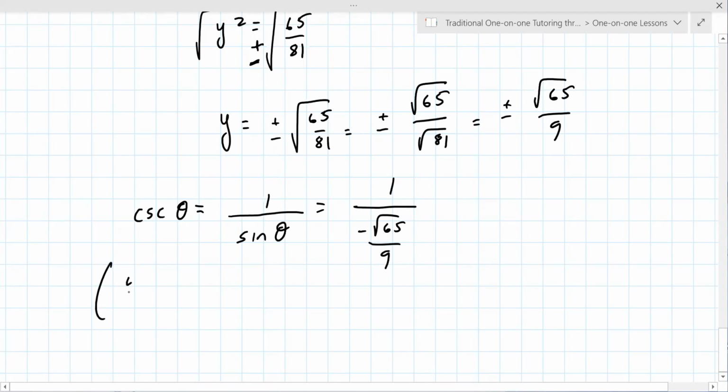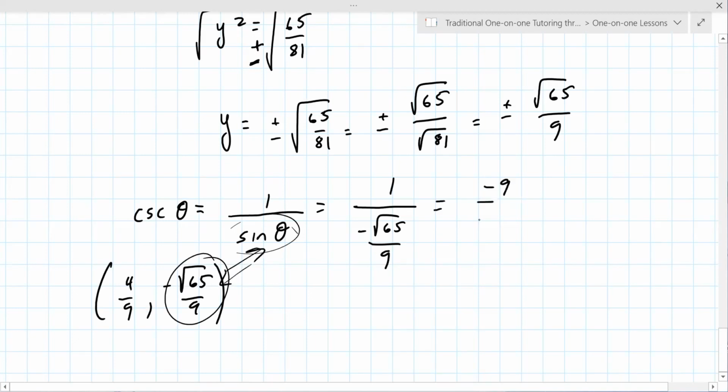If you go back to the original problem, it's 4/9 comma negative square root of 65 over 9, and that's where this comes from. It's the second value here. These are the same, so then you flip this. So it's just negative 9 over the square root of 65. Is that clear? Yeah, it makes sense.